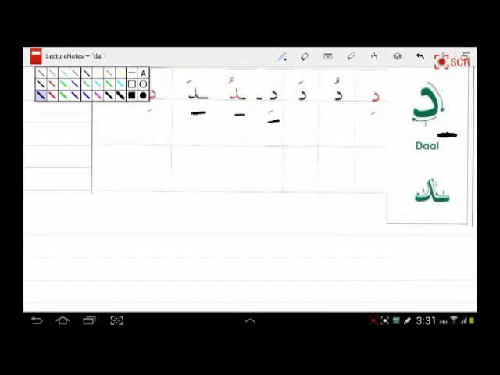Just to give you an example, if I want to have these two letters, dal and ba, that will be dub, like a bear. So, did you notice something? It's not connected. How about ba and dal? That will be like this.